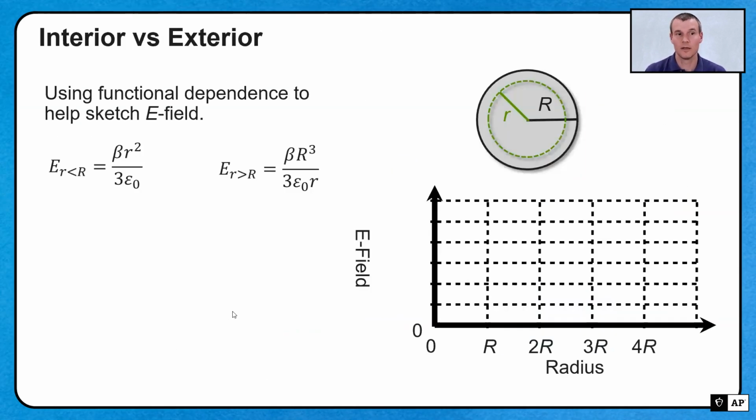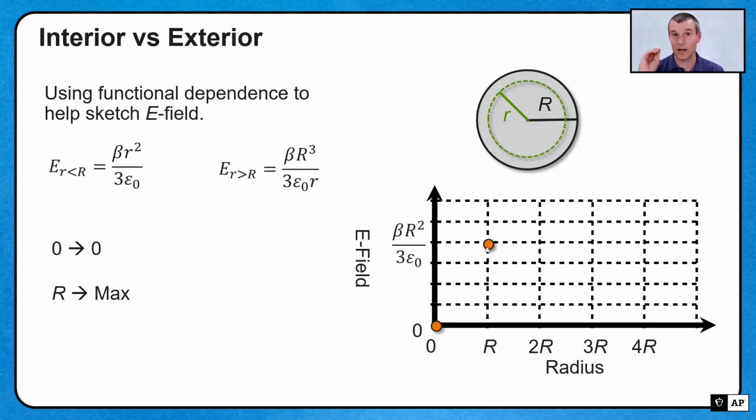So how do we graph this? What I like to do is plot my bounds first. So I know that at 0, I'm going to have 0 electric field because there's no charge enclosed at 0. I also know at this point, because we solved for it, it's going to be my maximum amount when I'm right located at R. I can find that actually on both these equations. If you plug in R here and you plug in R here, you get the exact same thing, which is a good thing.